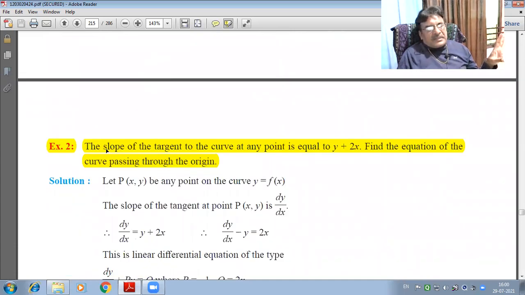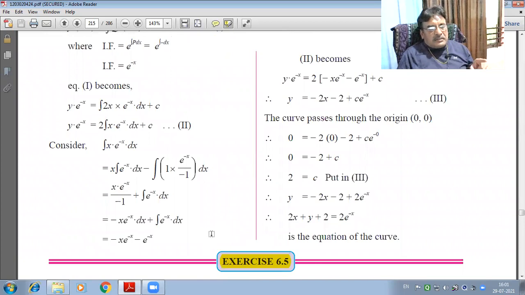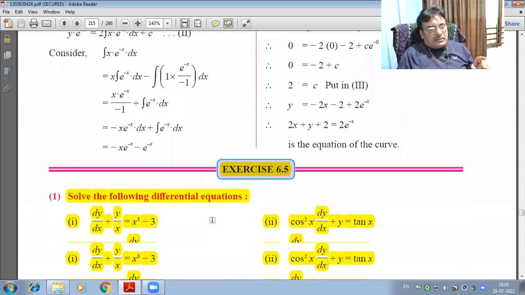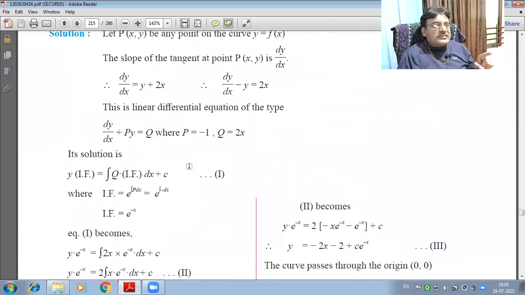Example 2: the slope of the tangent to the curve at any point is equal to y plus 2x. Find the equation of the curve passing through the origin. This problem is deleted. Solved example, this Example 2 on page number 206 is deleted.